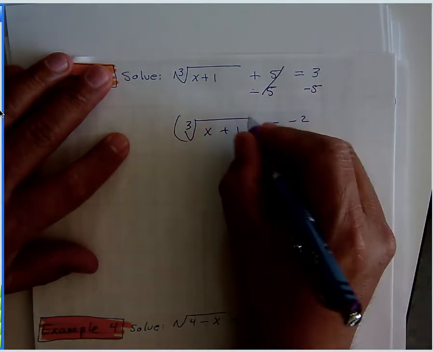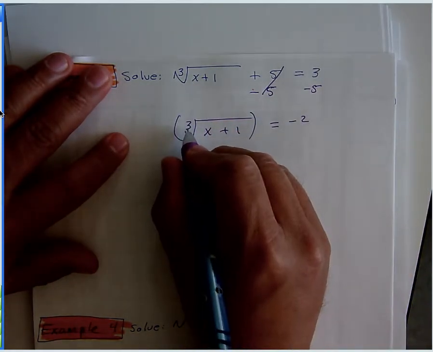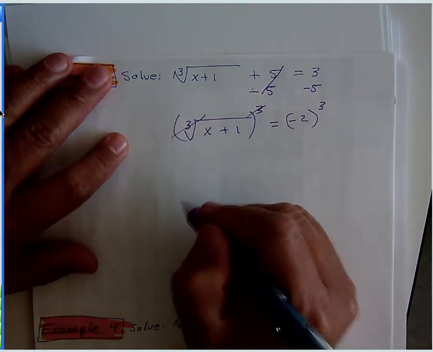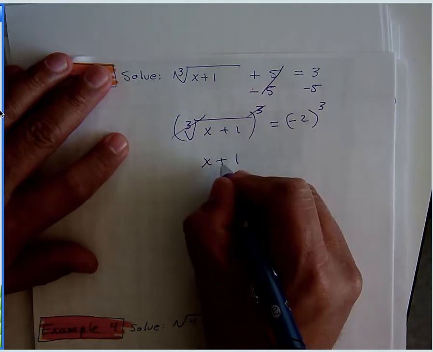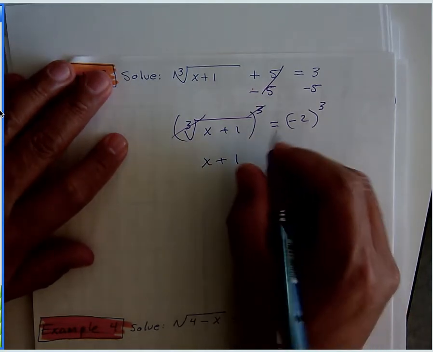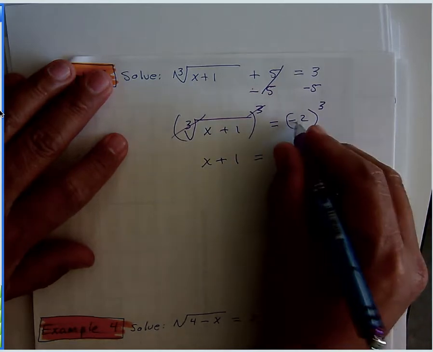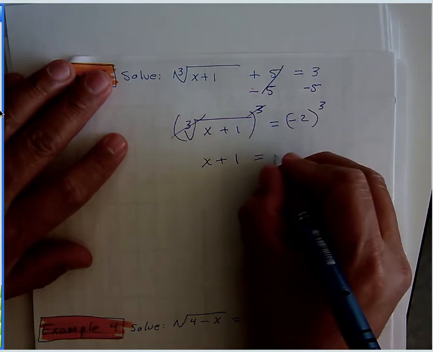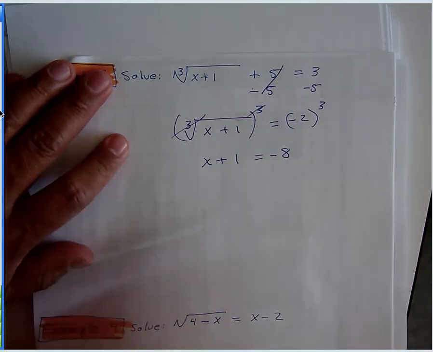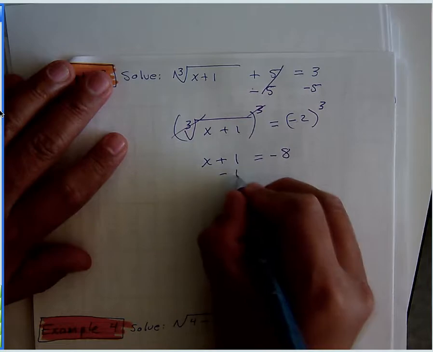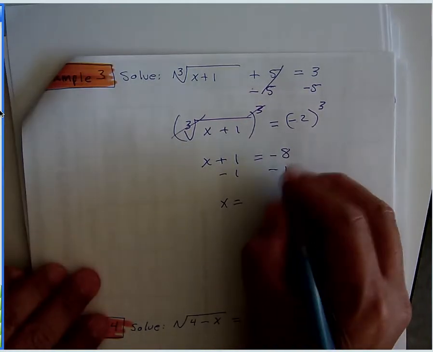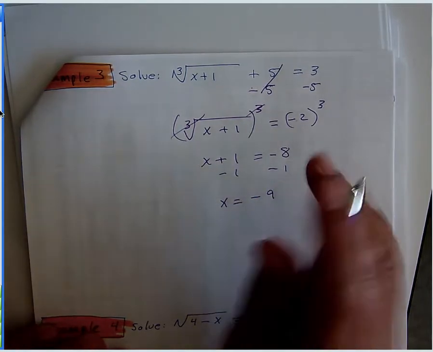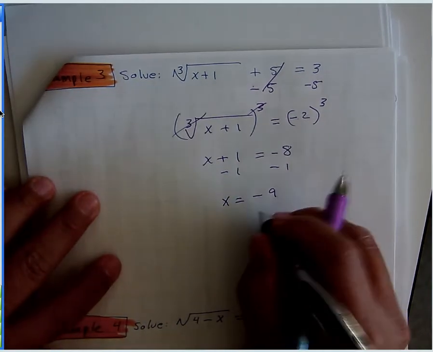And then you're gonna raise to the index both sides. So that's gonna cancel. You're gonna end up with x plus 1, and negative 2 to the third power is negative 2 three times. You multiply negative 2 three times, that gives you negative 8. And I just solve for x. So minus 1, minus 1. So x is equal to negative 9. And if you check again, it does check. So that would be the solution.